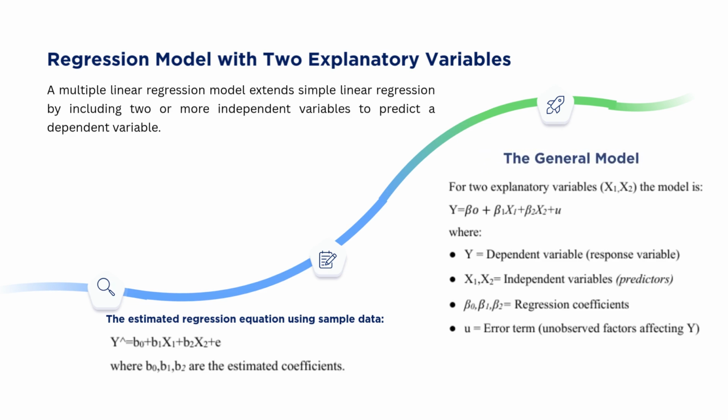The general model for two explanatory variables is y is equal to beta naught plus beta 1 x1 plus beta 2 x2 plus mu. Here y is the dependent variable and x1 and x2 are the independent variables. Beta 1, beta 2 and beta naught are the regression coefficients and mu is the error term. If we use the sample data, y hat is equal to b naught plus b1 x1 plus b2 x2 plus e. Here b0, b1 and b2 are the coefficients.